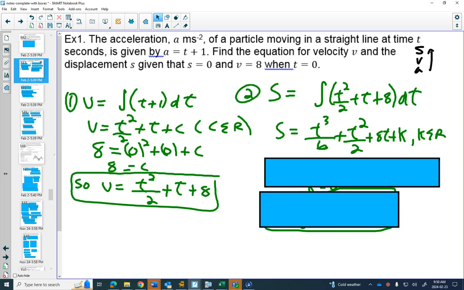Now notice in this question, you used plus C when you integrated to find velocity. You might be tempted to do plus C again, but in the same question, we can't use the same variable twice. So sometimes I like to use D because it comes right after C. In this case, we use K. It doesn't matter what letter you use. Just don't use T.